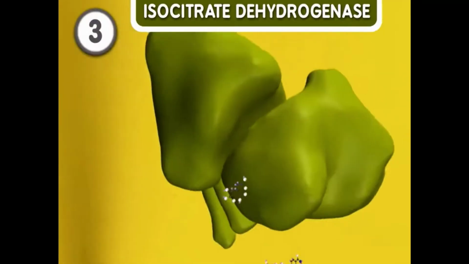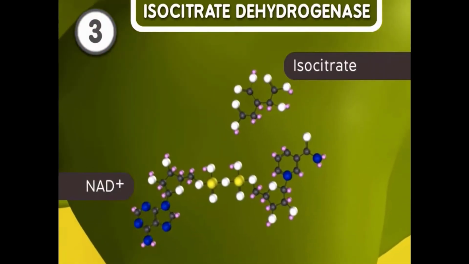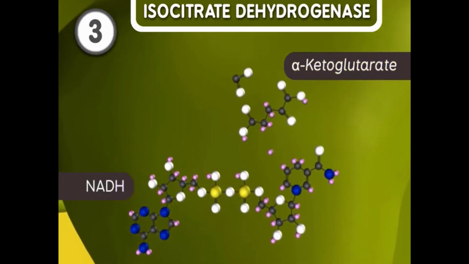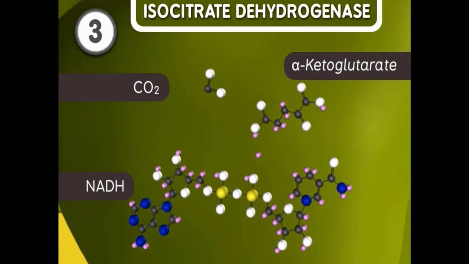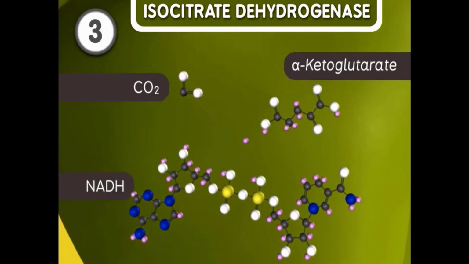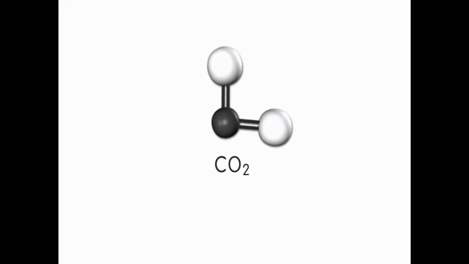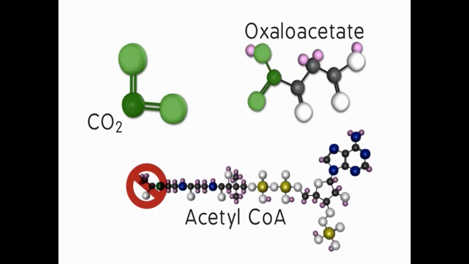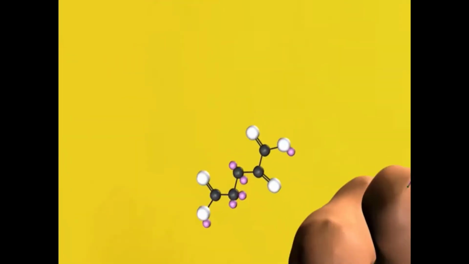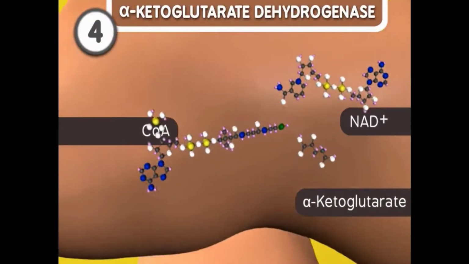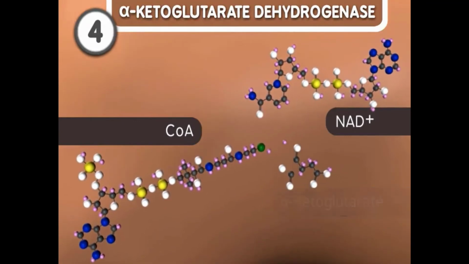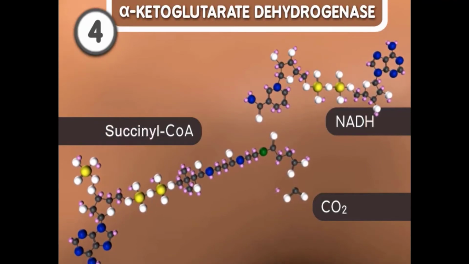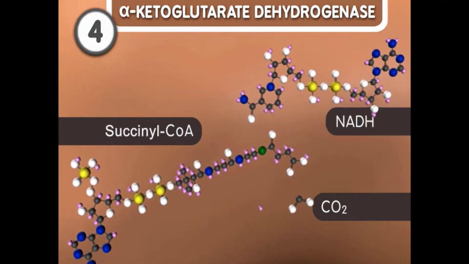Next, an isocitrate dehydrogenase enzyme oxidizes isocitrate, a 6-carbon molecule, into a 5-carbon alpha-ketoglutarate. The carbon that was lost is released as carbon dioxide, and 1 NADH is also formed. The carbon dioxide that is released was originally part of oxaloacetate and not acetyl-CoA. In the fourth step, an enzyme called alpha-ketoglutarate dehydrogenase converts alpha-ketoglutarate into a 4-carbon succinyl-CoA. Similar to step 3, this reaction produces 1 carbon dioxide and 1 NADH.